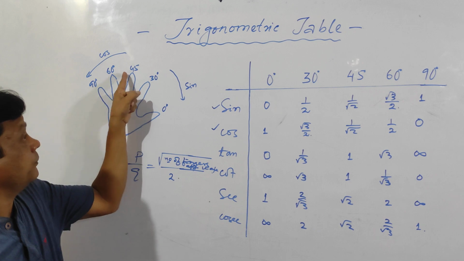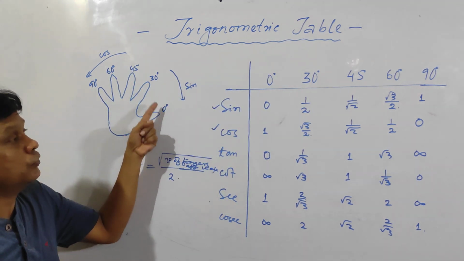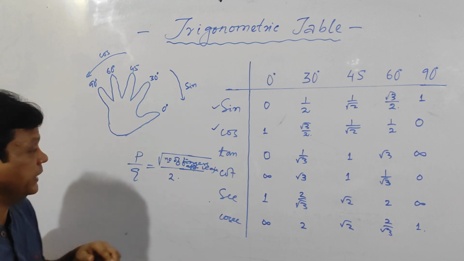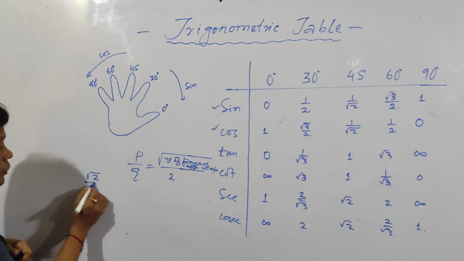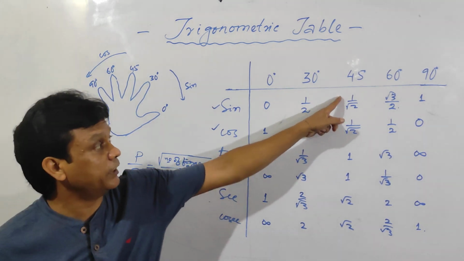So now you want to find out sin 45. See here, after 45 degree, how many fingers are there? 2. That means under root, you should write 2. So it is square root of 2 by 2. And after cancelling, it is 1 by root 2.